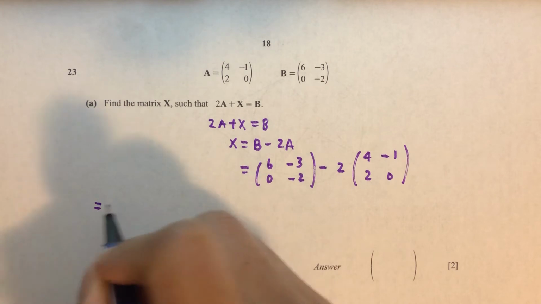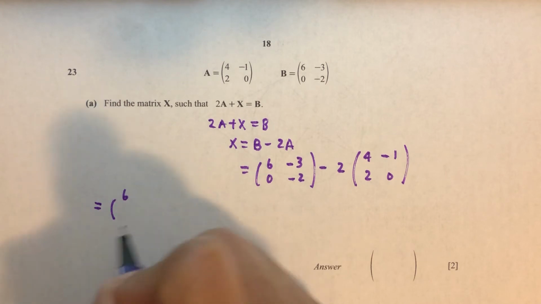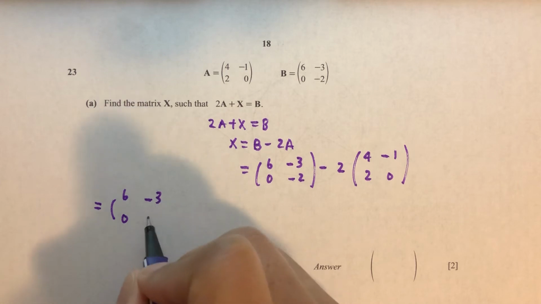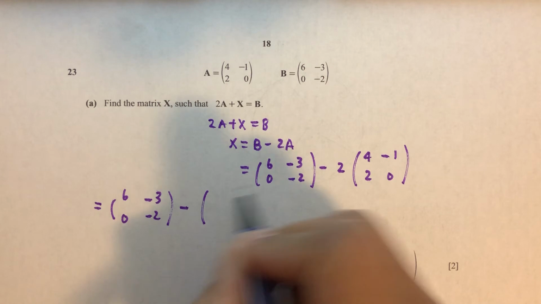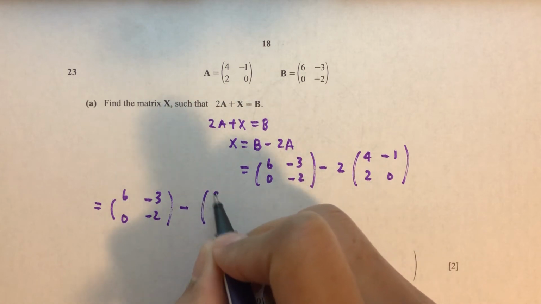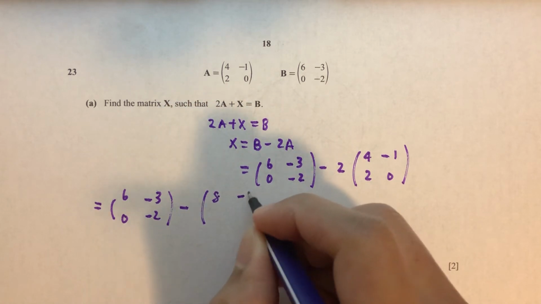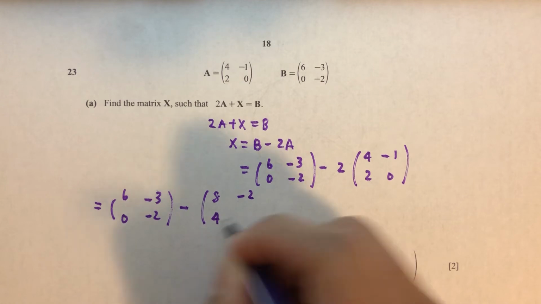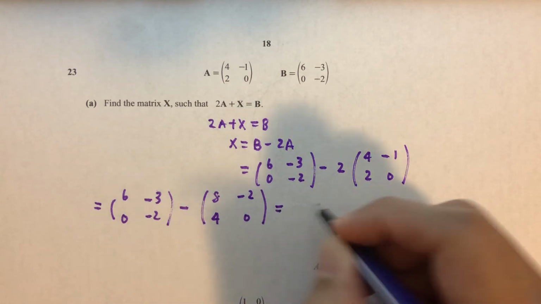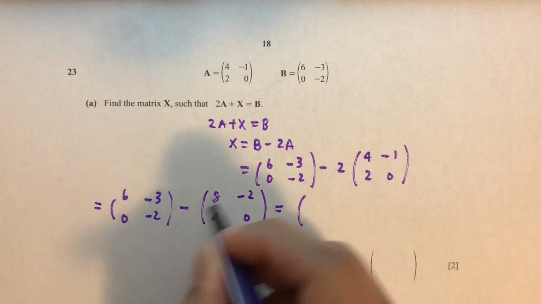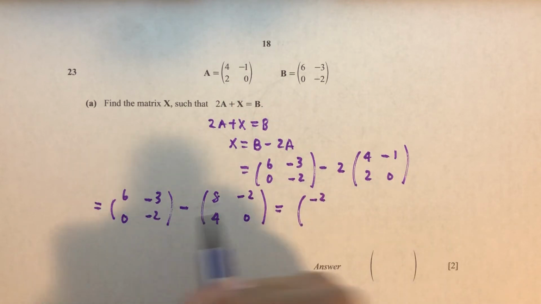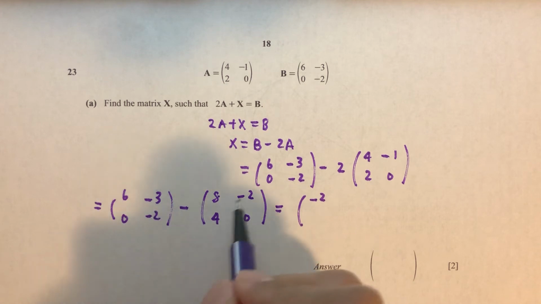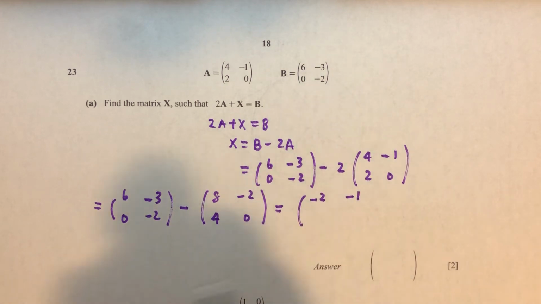So let's bring the 2 inside. This one remains the same: 6, 0, minus 3, minus 2. And then minus. Let's bring the 2 inside. 2 times 4 is 8. 2 times minus 1 is minus 2. 2 times 2 is 4, and 0. Is equal to what? So 6 minus 8 is minus 2. Minus 3 minus 2. So minus 3 plus 2 is minus 1.